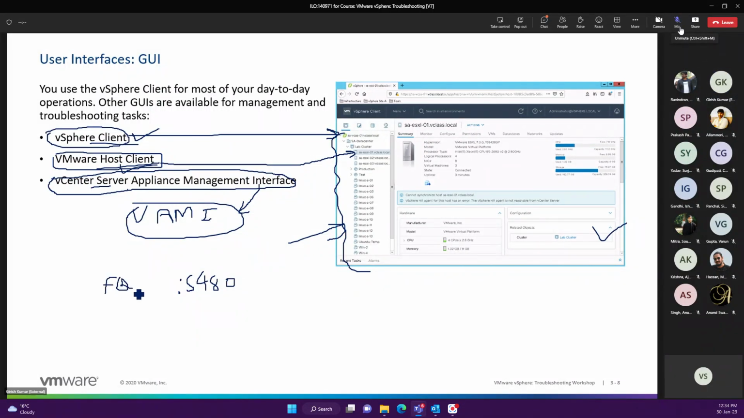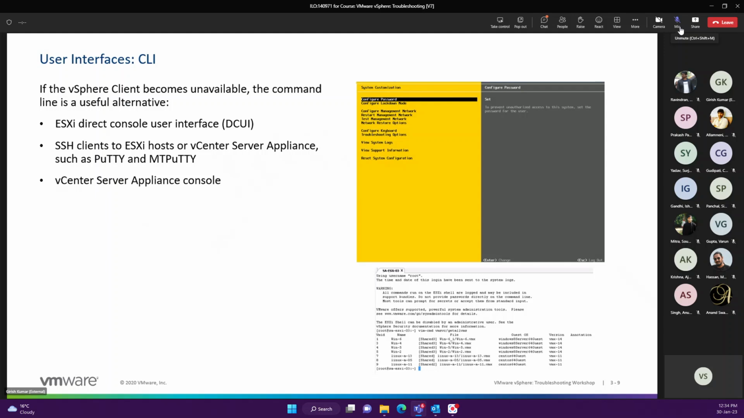Before that, the FQDN, alright. What is this interface known as? How will you get it? It's the DCUI.